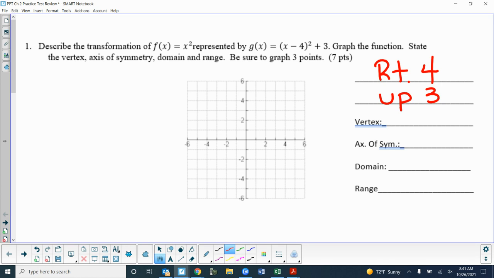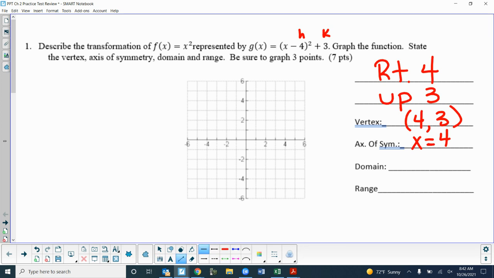It says state the vertex, axis of symmetry, domain, and range. Okay? Remember, this is in vertex form. Remember, the h and the k is the vertex. So the vertex is 4, 3. It's that easy, just looking at the function when it's in vertex form. If you know the vertex, you know the axis of symmetry. Whatever the x value of the vertex is, that's your axis of symmetry.